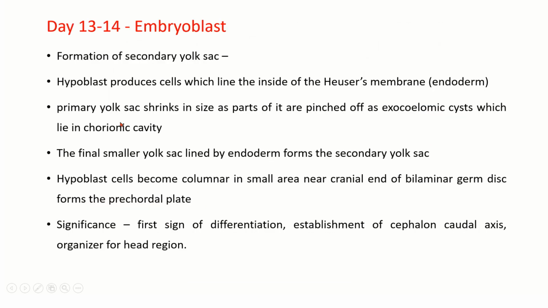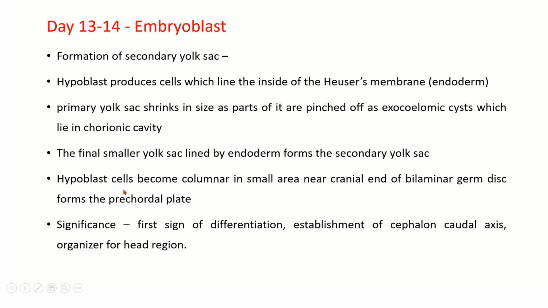So, changes in embryoblast, formation of the secondary yolk sac. What happens with the formation of the extraembryonic cavity or extraembryonic coelom? A small portion of the primary yolk sac will be pinched off, and the primary yolk sac will reduce in size, and later on this hypoblast will produce cells which line the inside of the Heuser's membrane. That layer of cells is the endoderm. So ultimately the primary yolk sac shrinks in size, and parts of it are pinched off as exocoelomic cysts, which are seen in the chorionic cavity. The final smaller yolk sac lined by endoderm forms the secondary yolk sac.